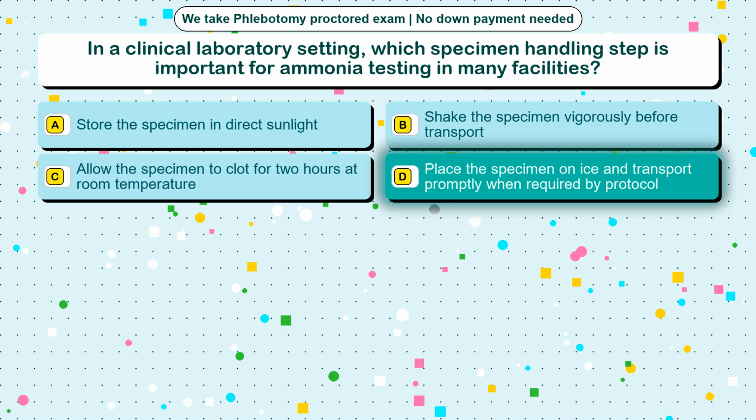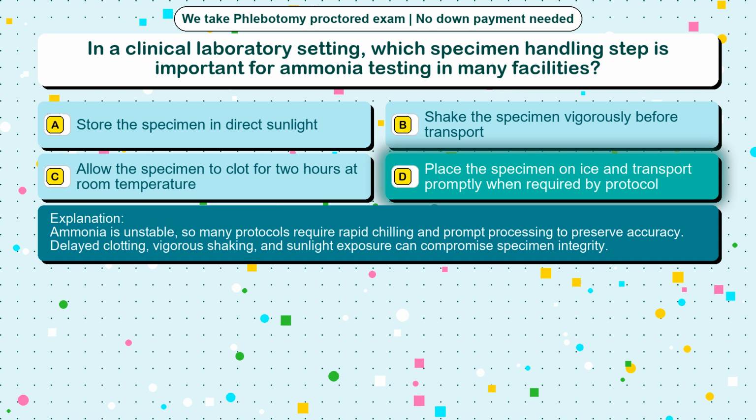The correct answer is option D, place the specimen on ice and transport promptly when required by protocol. Ammonia is unstable, so many protocols require rapid chilling and prompt processing to preserve accuracy. Delayed clotting, vigorous shaking, and sunlight exposure can compromise specimen integrity.